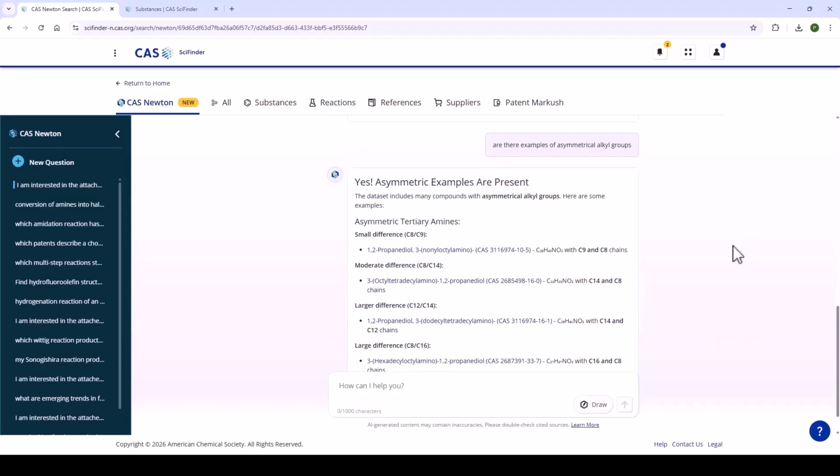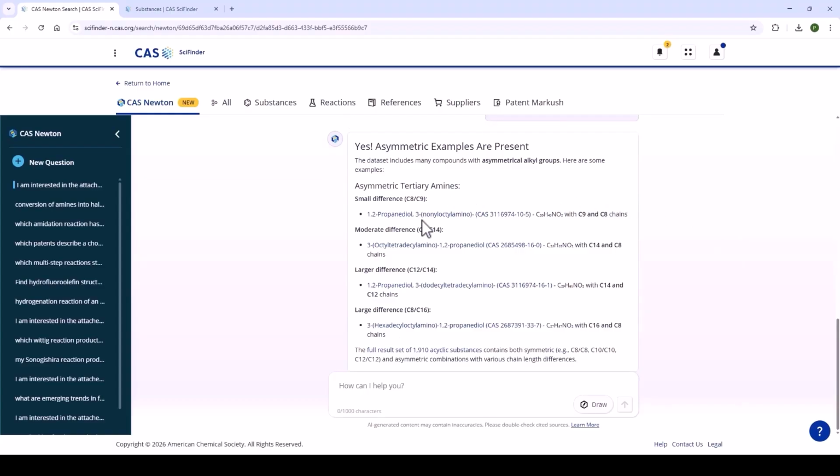Yes, and they are present. So that is a very nice option. We see here we got the nonyl octyl amino C9C8, C14 C8, C14 and C12 C16 and C8. So it still gave me 1,900 answers, which contain both symmetric and asymmetric combinations, but I got directly some very nice examples of these substances that have the asymmetrical structure.